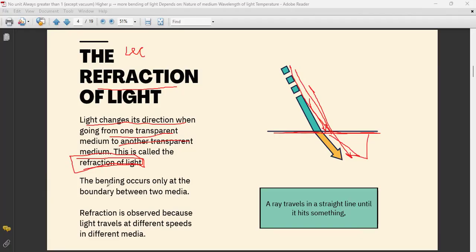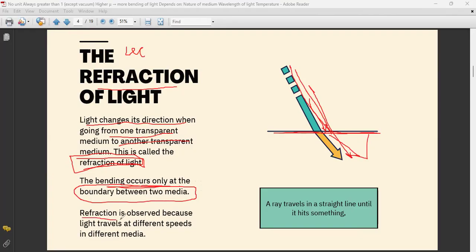So where does this bending occur? This bending occurs only at the boundary between the two media. And one more condition is that the media should be transparent. That medium should be transparent, and the refraction will occur only at the boundary between the two media.